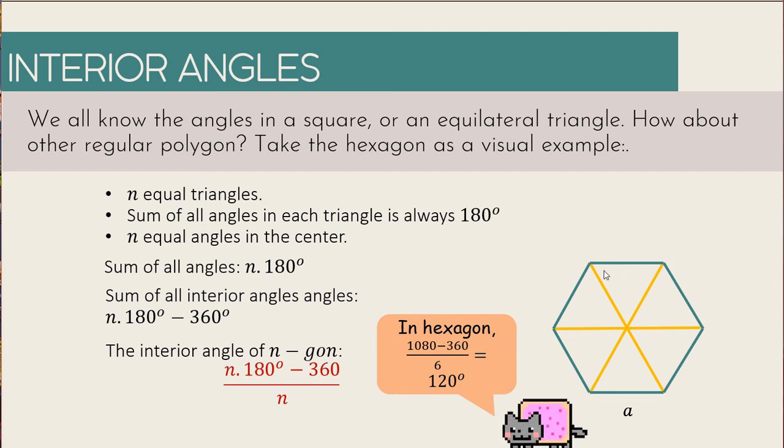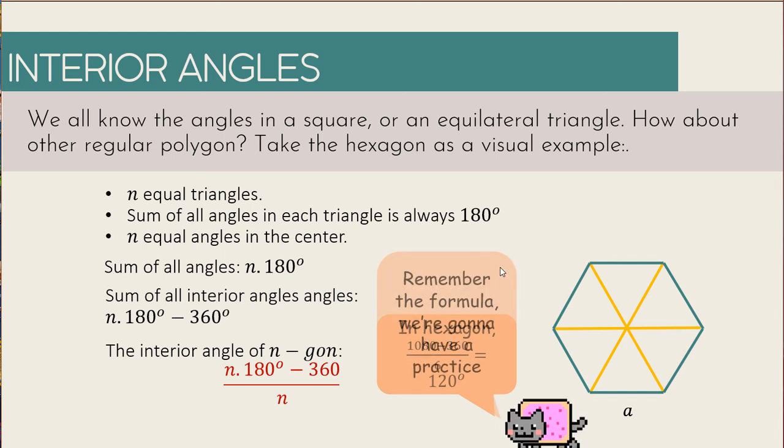You can easily confirm that result by seeing that each interior angle in the regular hexagon is equal to two angles in an equilateral triangle, right? And it is 60 plus 60, and that makes 120, sorry. Remember this formula. We're gonna have some practice. Remember this, please.